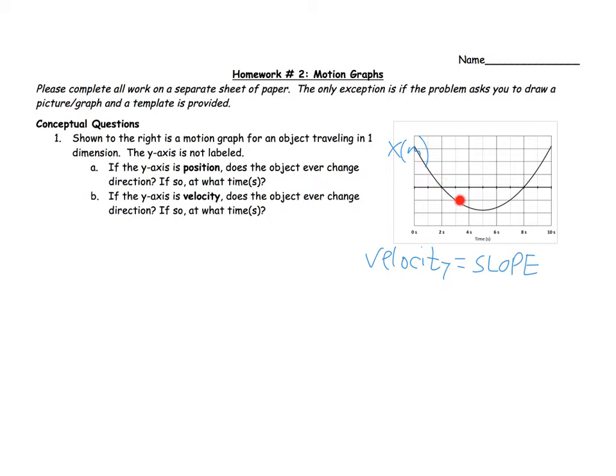And we see right here, we're going down until we get to 5 seconds, and then we begin to go up. So at that point, we do have a change in direction. The answer would be yes, at 5 seconds, because the sign of our velocity, also the sign of our slope, changes.